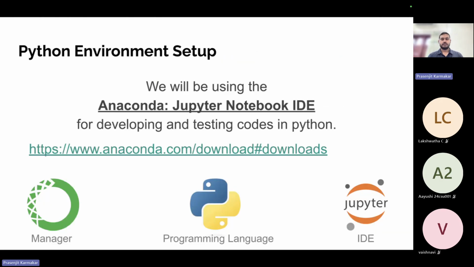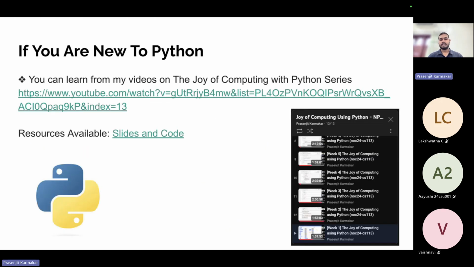I'm just showing this slide every week because if some new participant is joining, they must know that this is the Python manager we are using for implementing the algorithms. You can obviously check out the Python prerequisite, or not prerequisite, I guess it's a helping course in this. You can also go and check it out.